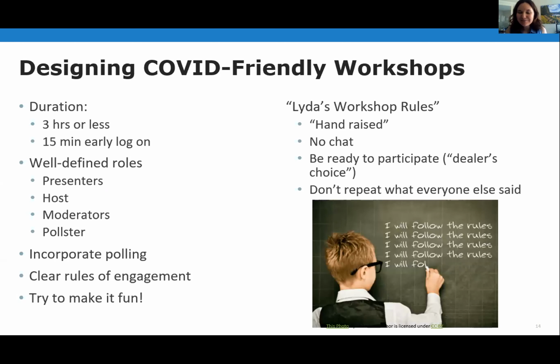My personal workshop rules are have your hand raised. When we have 30 people on and people are trying to talk over each other, it's super distracting. So we had the hand raised function in WebEx, and Jude as the host was able to see who had their hand raised, and we were able to call on people. And they could raise their hand at any point and we'd work them into the conversation. We didn't make them wait till the end.